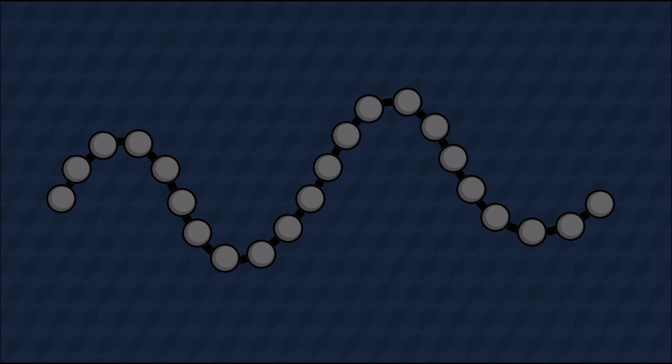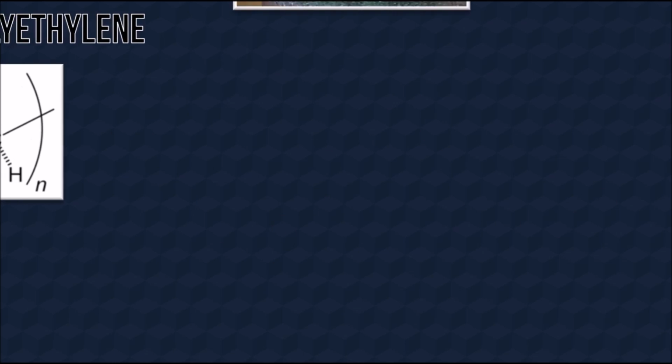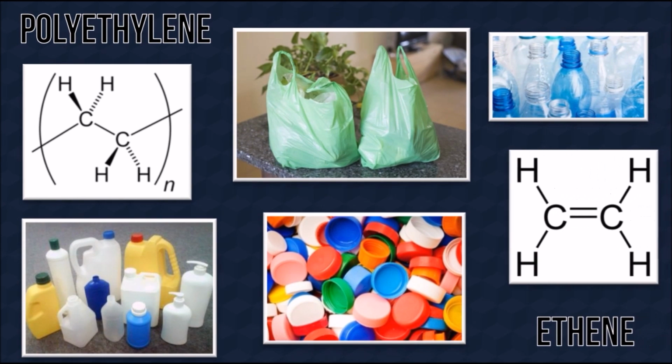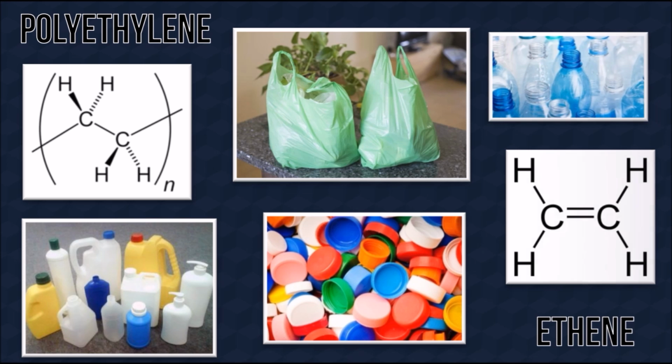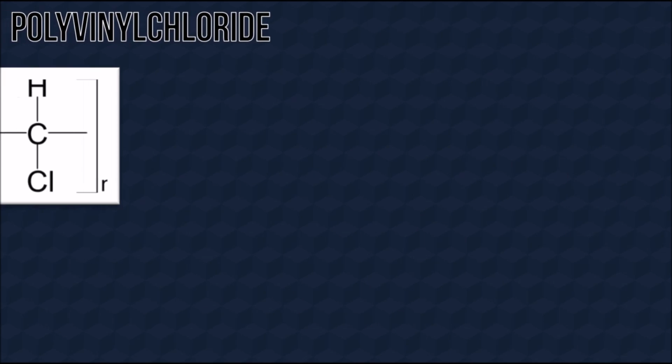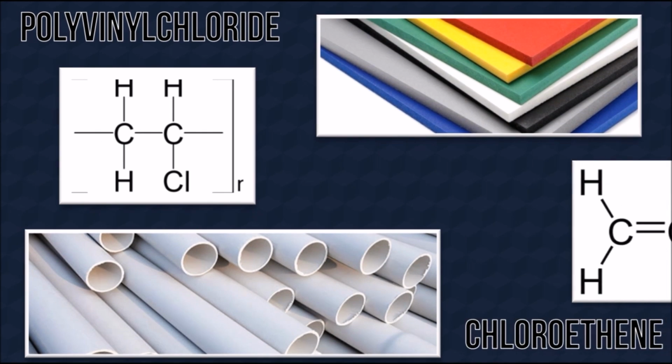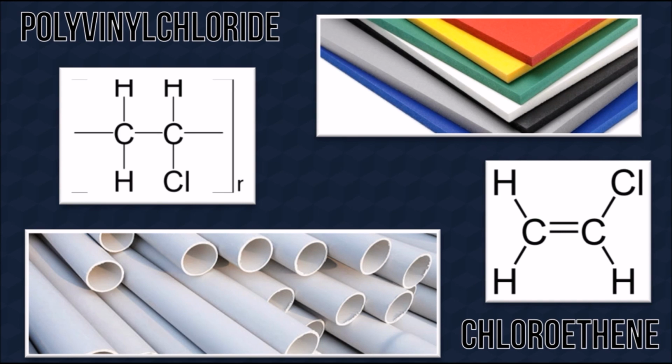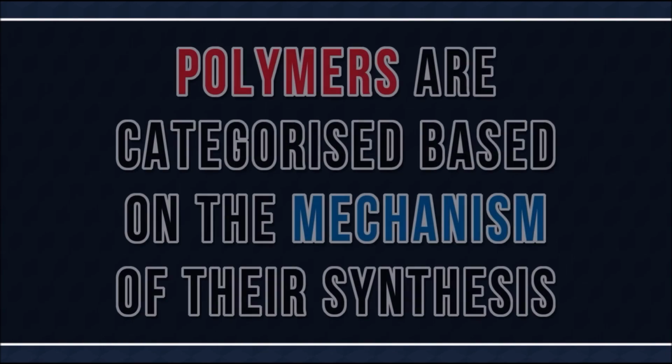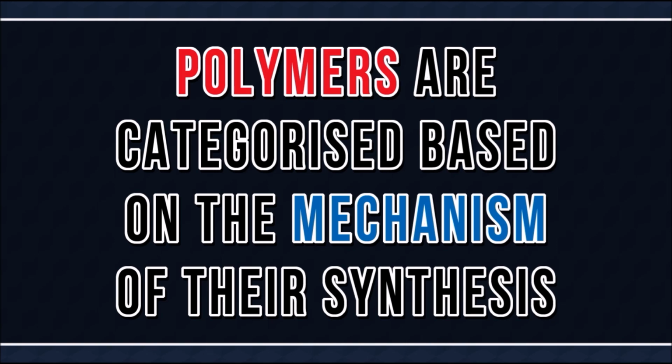Some common examples of polymers include polyethylene, used in plastic packaging and bottles, which is made up of ethene monomers, and polyvinyl chloride, or PVC, used widely as a building material, which consists of chemically bonded chloroethene molecules. Polymers can be separated into two categories, depending on the mechanism of their synthesis.